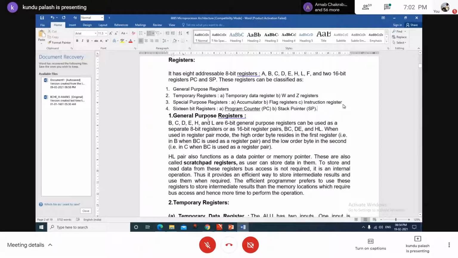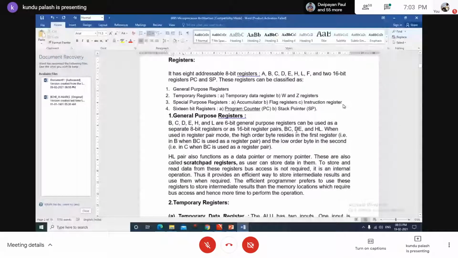The 16-bit registers are only two, that is the program counter and the stack pointer, which have a specific application, a specific purpose. So these are the description of the building blocks, but you must understand the functions or the operations of each type of register. For example, the general purpose registers B, C, D, E, H, and L are the 8-bit general purpose registers and can be used as a separate 8-bit register or as a 16-bit register pair like BC, DE, and HL.